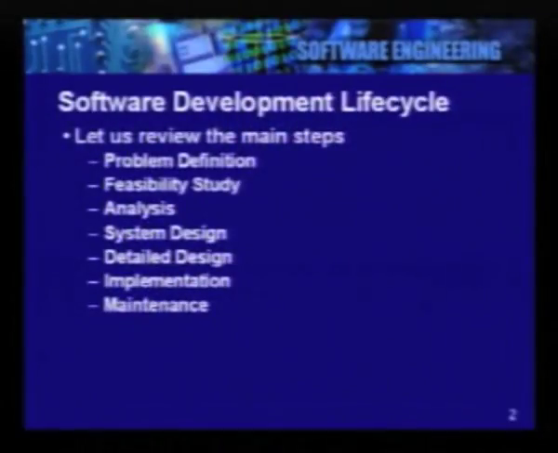The different phases or the main steps that we will look at in this module are listed here. These are problem definition, where we try to define the problem we are studying and which we plan to solve through the software development. Next step is the feasibility study, where, as the name suggests, we try to establish the cost effectiveness of the solution that we are proposing. The third step is the analysis phase, in which we try to clearly define the responsibilities or the functions that the software must undertake or perform. The next step is the system design phase, followed by the detailed design, then implementation and the maintenance.